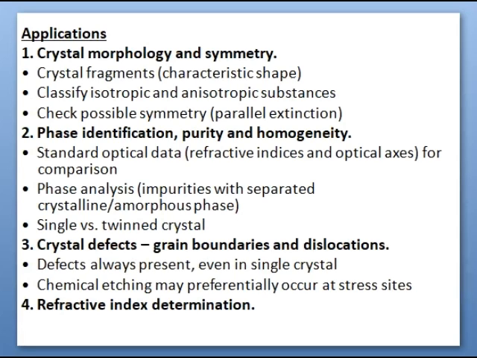Crystal defects can also be determined by using an optical microscope, where we can find grain boundaries and dislocations, defects in a particular component, defects like point defects, line defects. We had already discussed these things in material science. Chemical etching may preferably occur at stress sites. This can also be determined by optical microscopy. And lastly, refractive index determination.